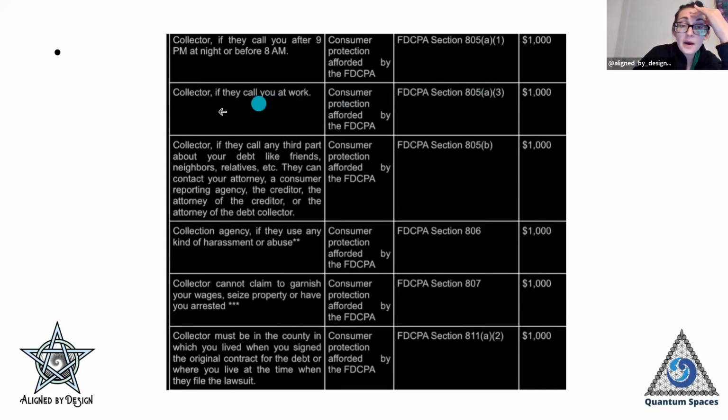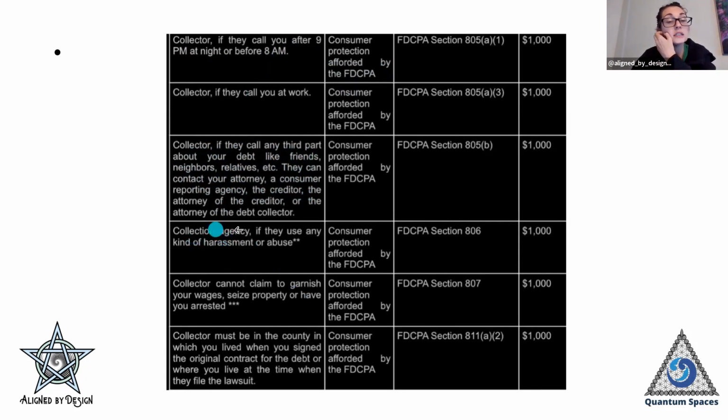Here's some more. Collector, if they call you at work, oh my God, guess who gets to decide your work hours? You do. Collector, if they call you after 9 p.m. at night or before 8 a.m. Oh my gosh, they don't know what time zone you're living in. Oh, there's another thing. Collector, if they call any third party about your debt, friends, families, neighbors, relatives. Oof, I had people throwing service papers at my mom. Like, I love that they're serving my mom. Or sending it to my mom's house. Like, I never told them I lived there, you know?